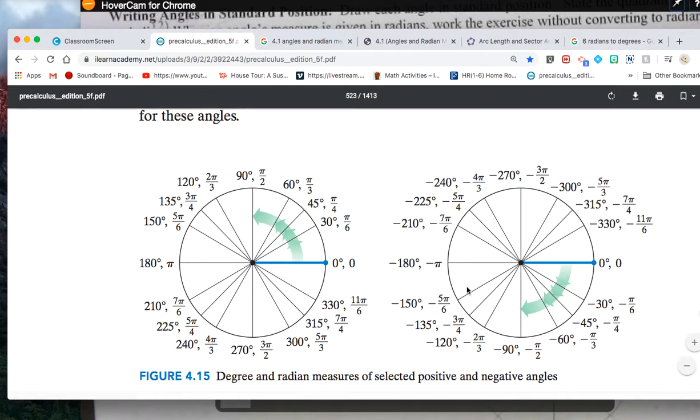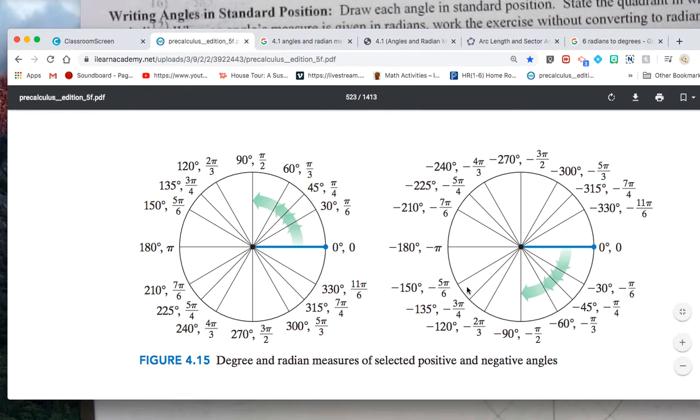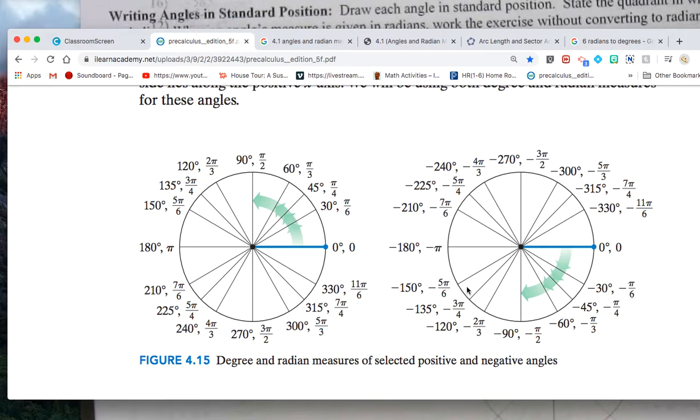Hey gang, take a moment, pause the video, copy this down. I'm going to reference it quite a bit. Did you pause the video? Did you copy this? You'll need this down.